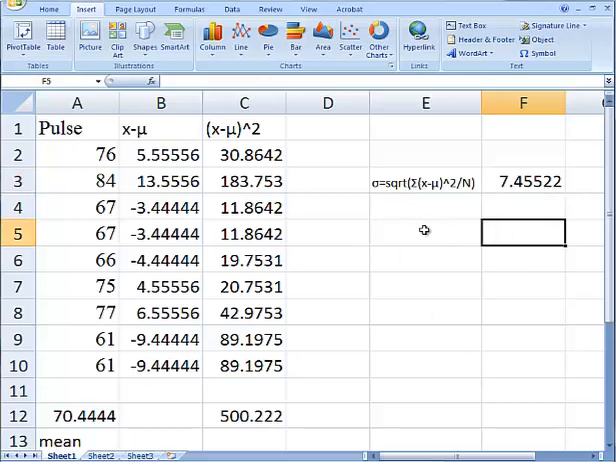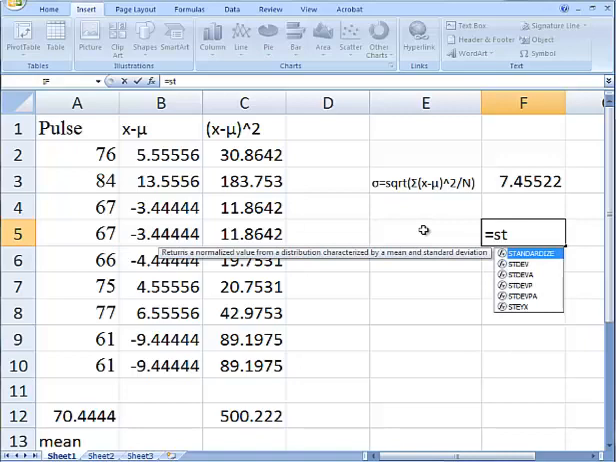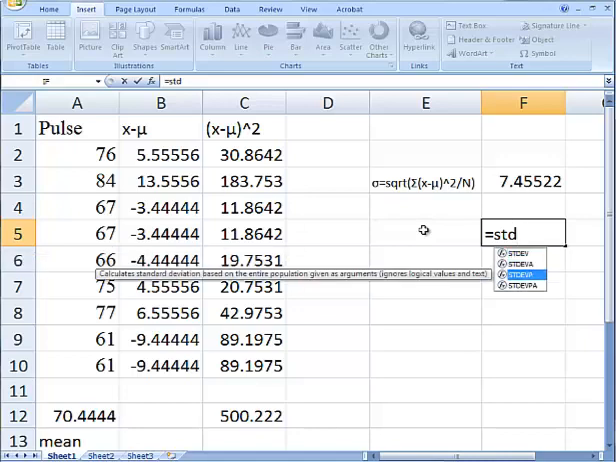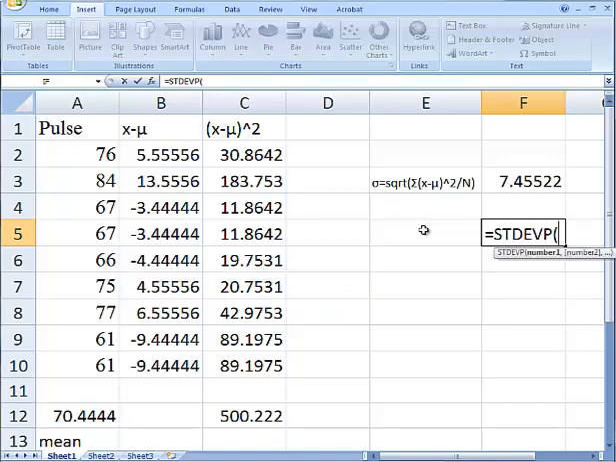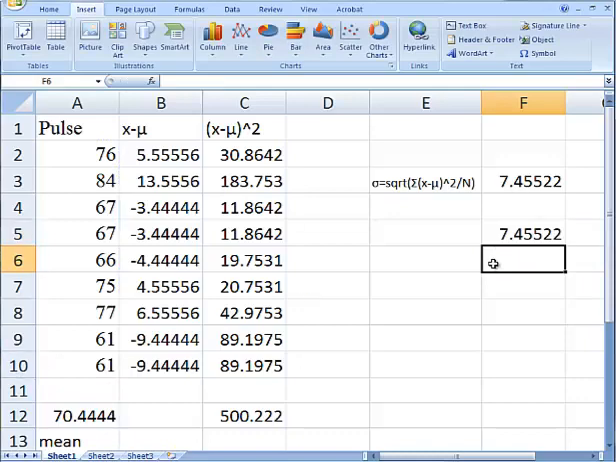Now, there is a built-in function in Excel for standard deviation. You type equals std, and if you notice, you have options: that's just standard dev, or down here is standard dev for population. So that's what we want to use, the standard deviation for the population. And we highlight the data values, and then we close our parentheses and type enter, and that gave us the same standard deviation as the formula did.